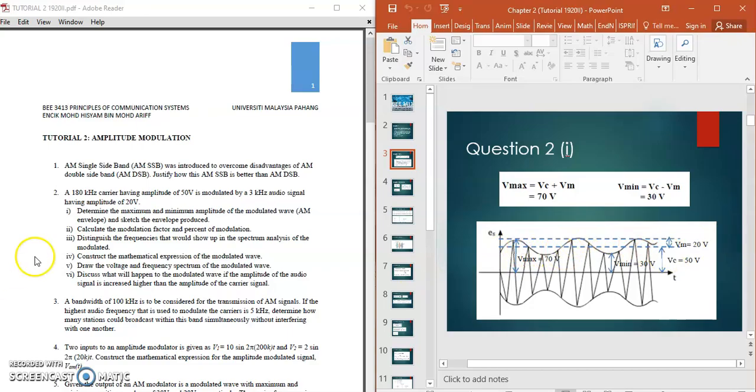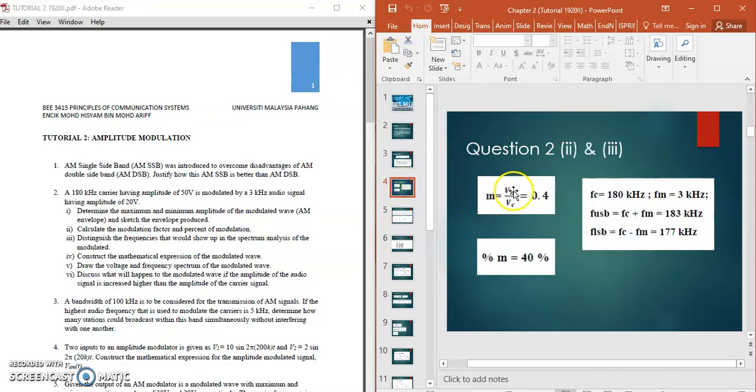Now, the next question: calculate the modulation factor and percentage of modulation. So, M equals VM over VC. Remember in class, I told you M equals to what? VM over VC. You take VM, divide by VC, so you got 0.4. And the percentage of modulation, you take 0.4 times 100, got 40%.